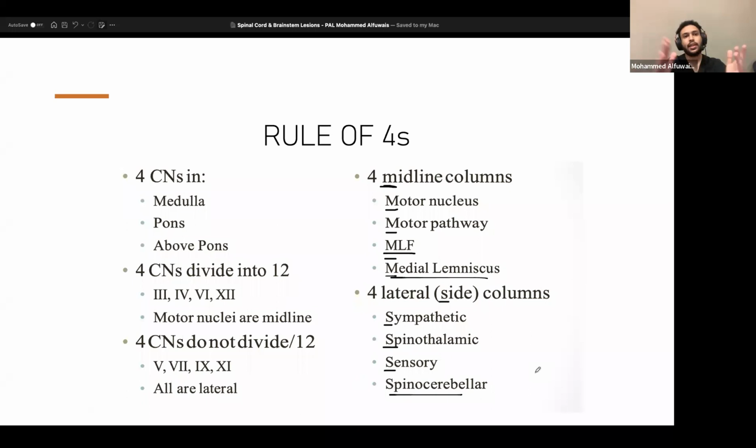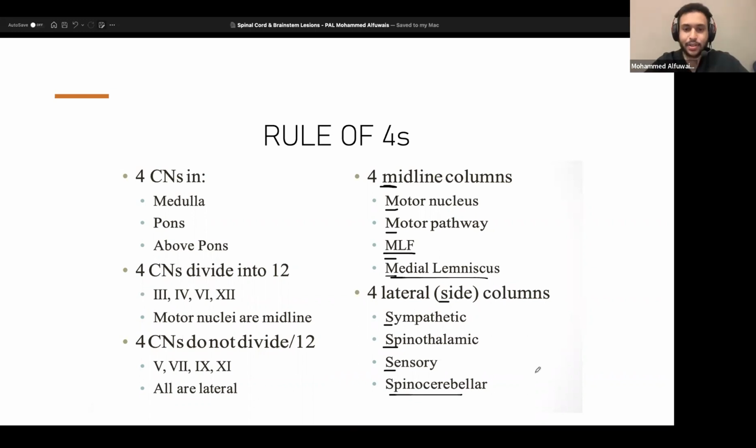Just remember that anything affecting, for example, the sensory functions of pain and temperature, once you see pain and temperature loss, think lateral sides, okay? Once you see anything affecting the motor functions, think medially, okay? That's pretty much how you localize brainstem lesions.